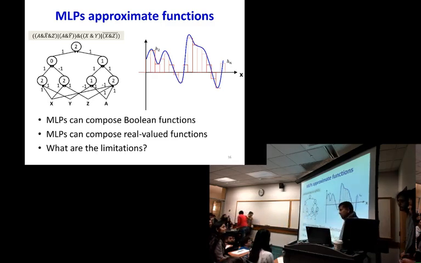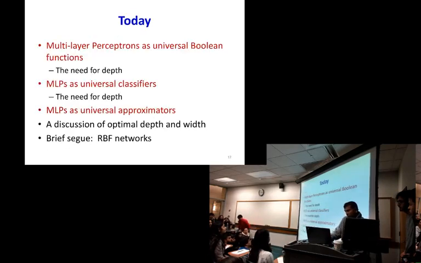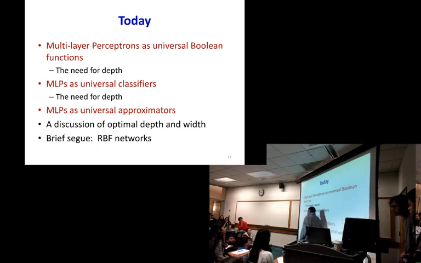So what are the limitations? Exactly how much can it compute? This is what we're going to be focusing on today. We're going to be looking at multilayer perceptrons as universal Boolean functions. We'll look at multilayer perceptrons as universal classifiers, the universal approximators. In all of these, we're going to be talking about the notion of depth and width. We'll revisit depth and width later also in the course, several lectures from now.